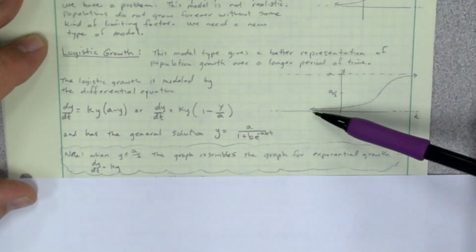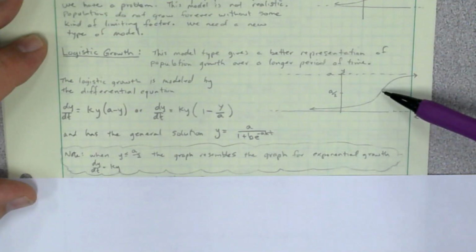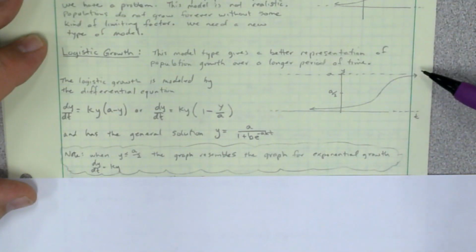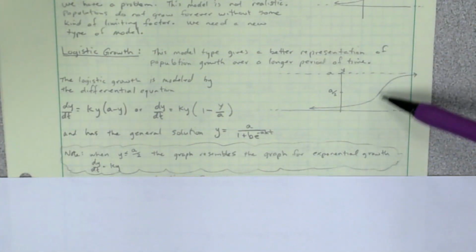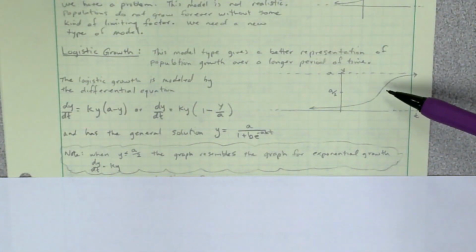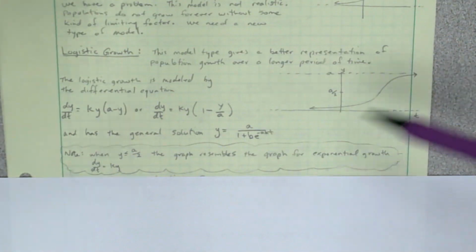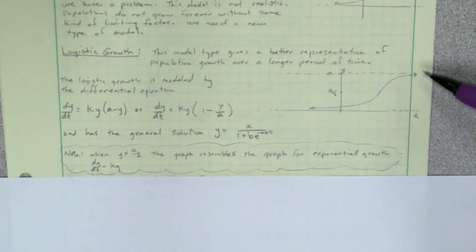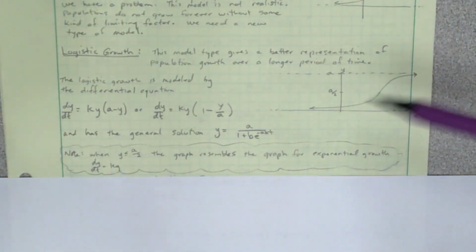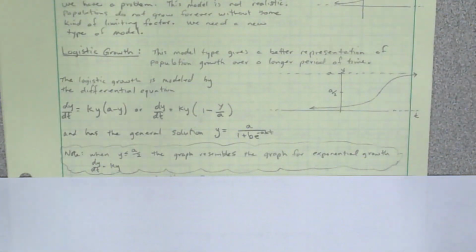It will look just like an exponential up to a certain point, and then it will start flattening out because of disease, wars, starvation, things like that, just general death rates limit the amount that can happen here. This model gives a better representation of population growth over a longer period of time. For a short period of time, we can use exponential growth, but for a long period of time, we want to use this model because it's more realistic.